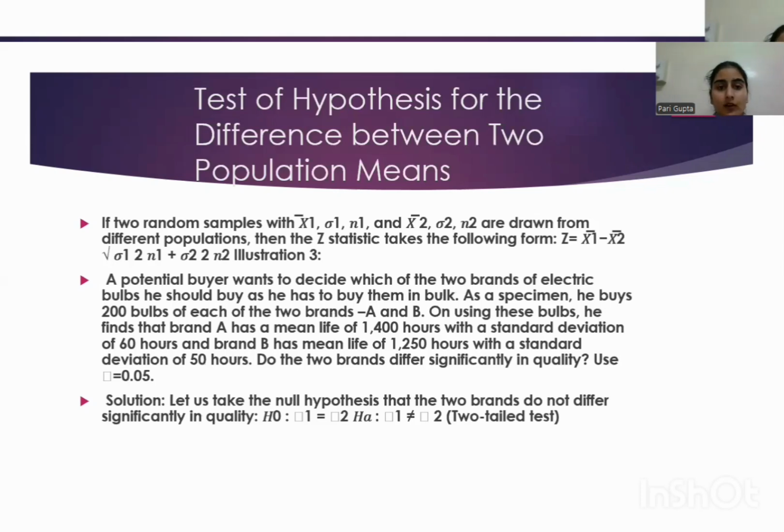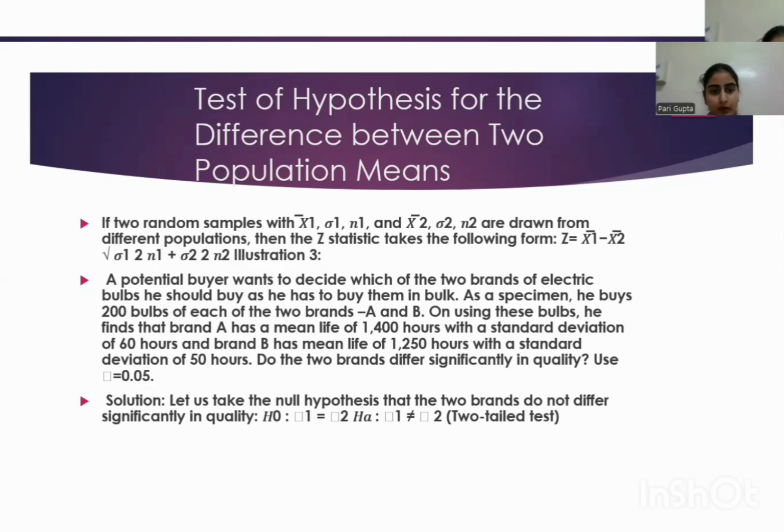Next is test of hypothesis for the difference between two populations means. If two random samples with X bar 1, standard deviation, n1 and X bar 2, standard deviation, n2 are drawn from different populations, then the Z statistic takes the following form: Z equals X bar 1 minus X bar 2 divided by the square root of sigma 1 squared over n1 plus sigma 2 squared over n2.